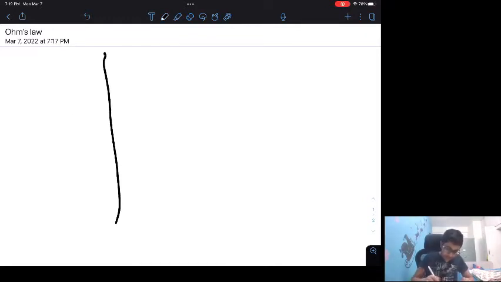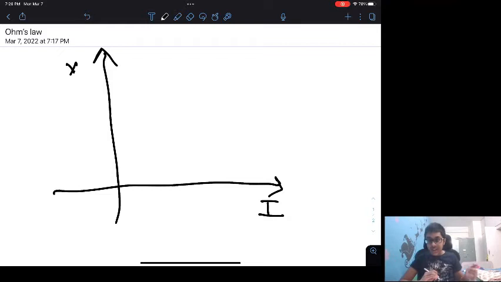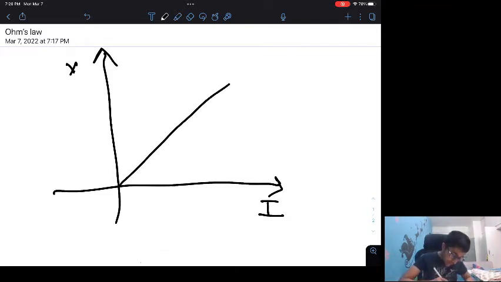Now imagine taking a graph. On the y-axis, we plot the potential difference V. On the x-axis, we are going to plot the current. Now, if you measure the potential difference and current, for different values of V and I for the same resistance, that's very important, you're going to get a straight line. And what's even more interesting is that it passes through the origin, 0, 0.